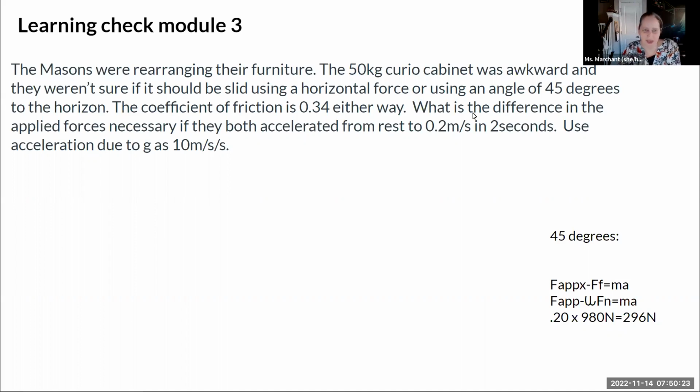The Masons were rearranging their furniture, the 50 kilograms. So I'm going to go ahead and annotate that right now. 50 kilograms. Kilograms is a unit of mass. It's in the right set of units. I use kilograms for my force. Okay. Force is equal to kilograms meters per second squared because it's a mass times an acceleration.